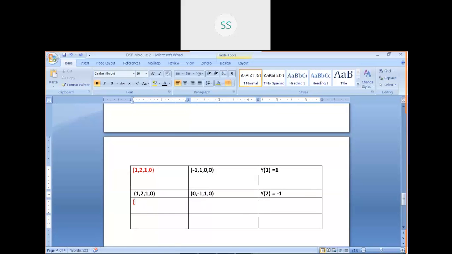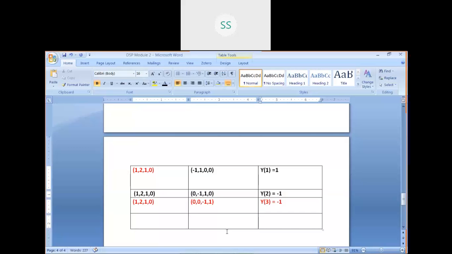So the last one, this will remain the same, 1, 2, 1, 0. This is not going to change here. You will have to rotate it once more, 0, 0, minus 1. So minus 1, I am going to generate y of 3.